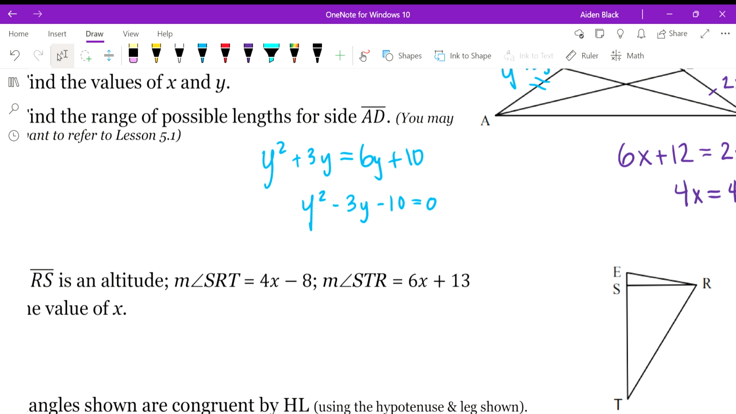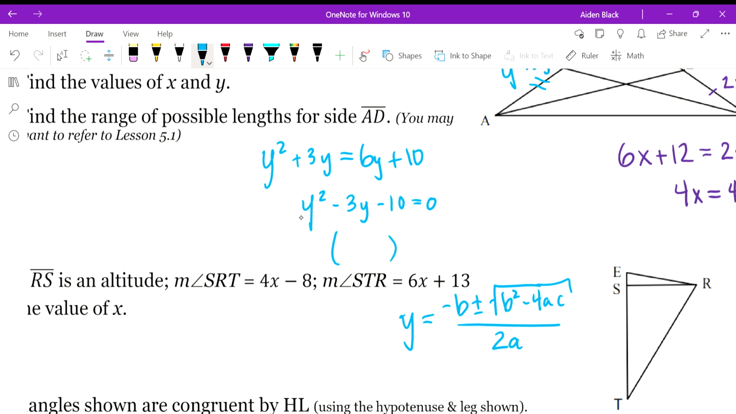This is how we need to write our quadratic so that we can actually solve. You could use the quadratic formula. This would be your a value, 1. Let me just write this here. So your y would be equal to negative b plus or minus the square root of b squared minus 4ac all over 2a. And then plug those values in. This would be your b, this would be your c. Some people do like doing that more. With numbers like this, negative 3 and negative 10, I'm just going to factor.